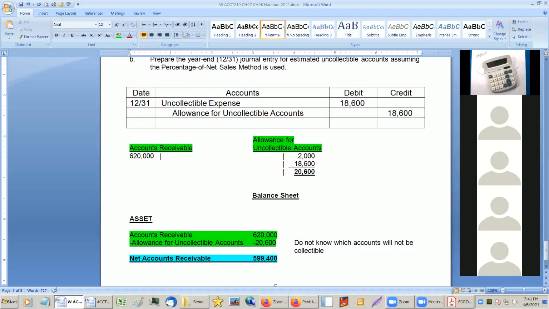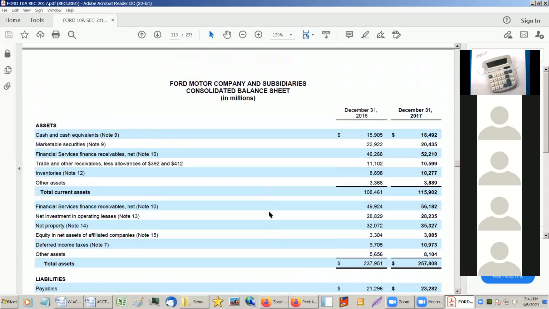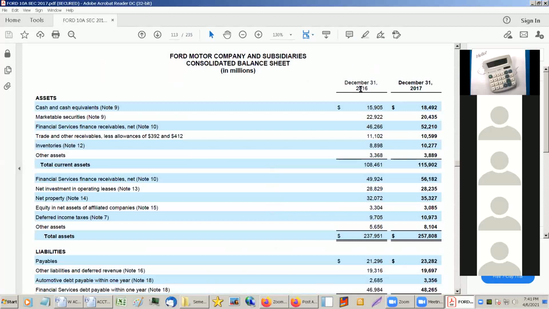Okay, I'm going to show you, this is the Ford Motor Company. This is from a few years ago. This is 2017. This is kind of unusual. Usually the 2017 would be the first one. The previous year we've had, it doesn't really matter.